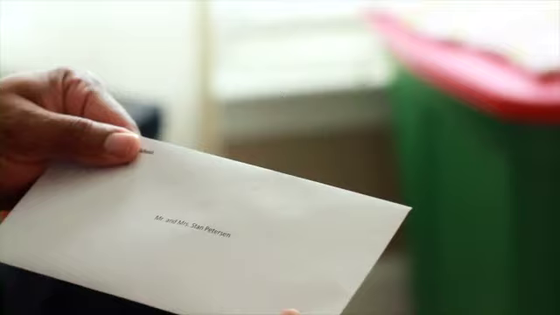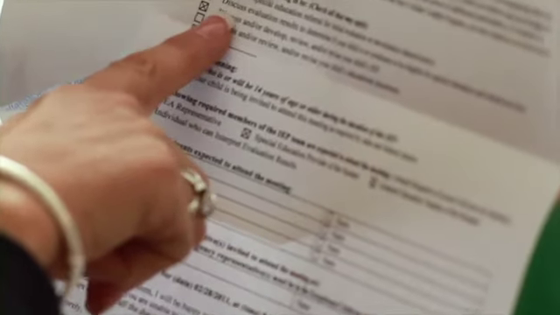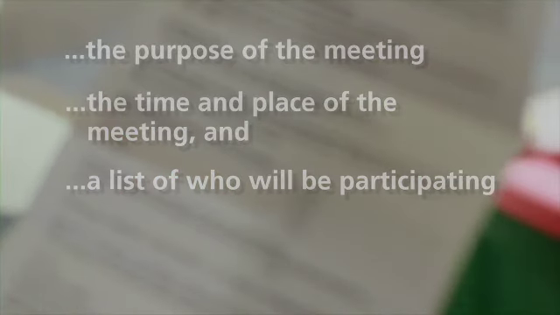An IEP meeting notice, called Invitation to Conference, will usually be sent to you 10 or more days before a proposed meeting date. Read the invitation carefully or have someone read it to you. The invitation must be presented to you in your native language and will include the purpose of the meeting, the time and place of the meeting, and a list of who will be participating.